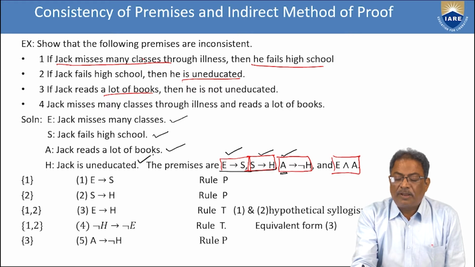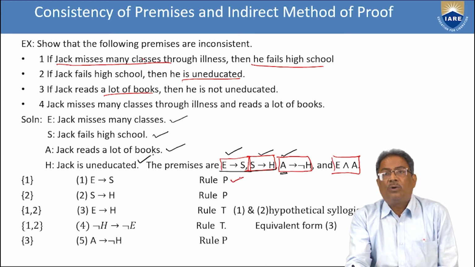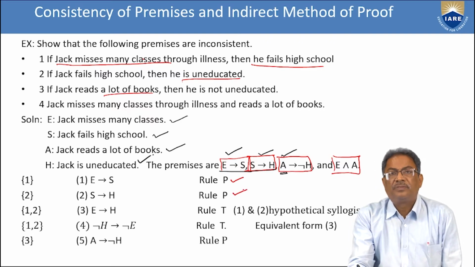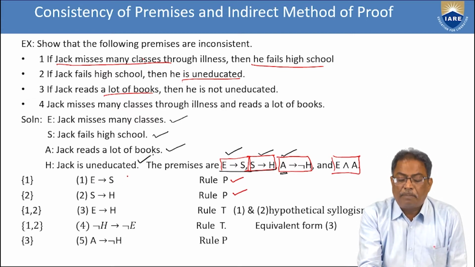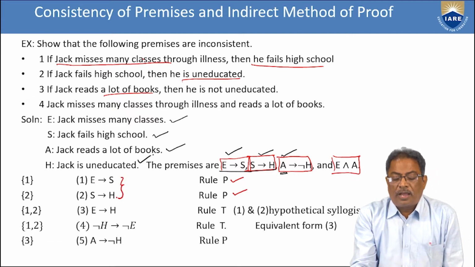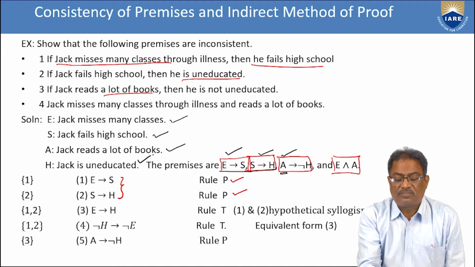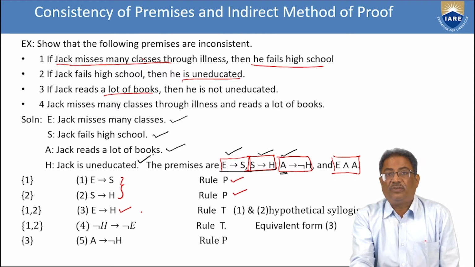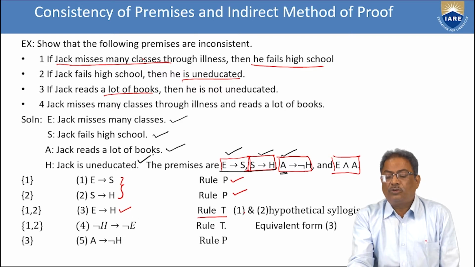Let us consider the first one, E to S. This is the given premise. The other premise is S to H. By combining these two and applying the rule of syllogism, we are going to get E to H, because we are applying hypothetical syllogism.